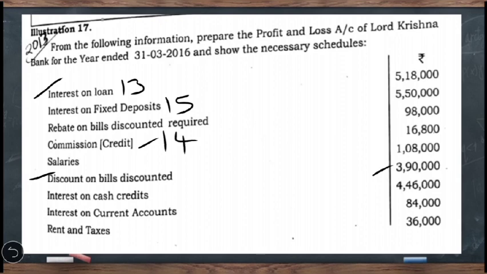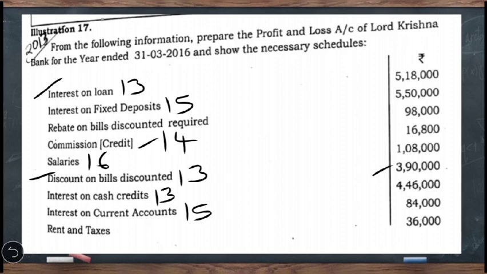Then the next one, salaries, it comes under other expenses, so it is note number 16. Then discount on bills discounted, as I said, it will be shown in note number 13. Then interest on cash credit, here the banks have given cash credit, so whatever the interest charged on cash credit, it should be shown in note number 13. Okay, that is interest earned. Then interest on current account, here on the current account the bank has to give interest to the customer, so it should be shown in note number 15, that is interest expended.